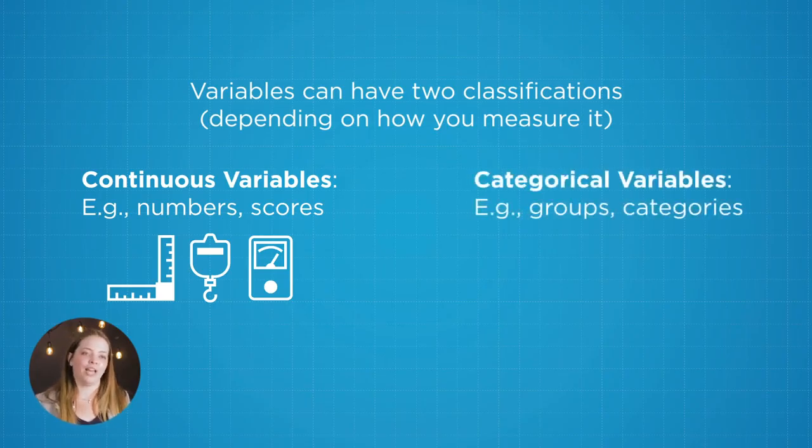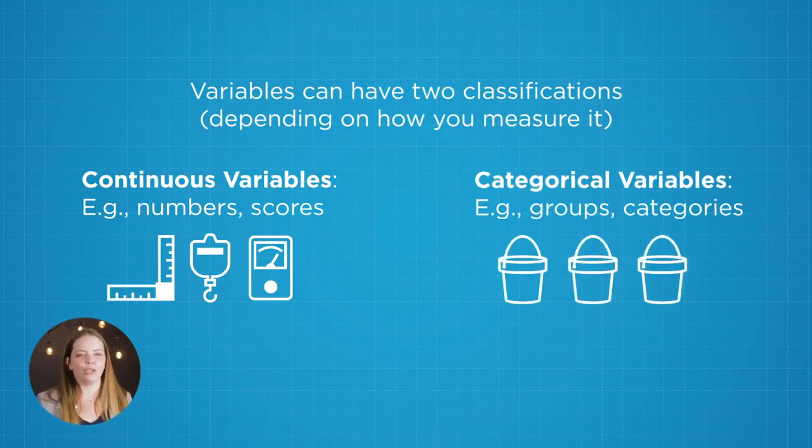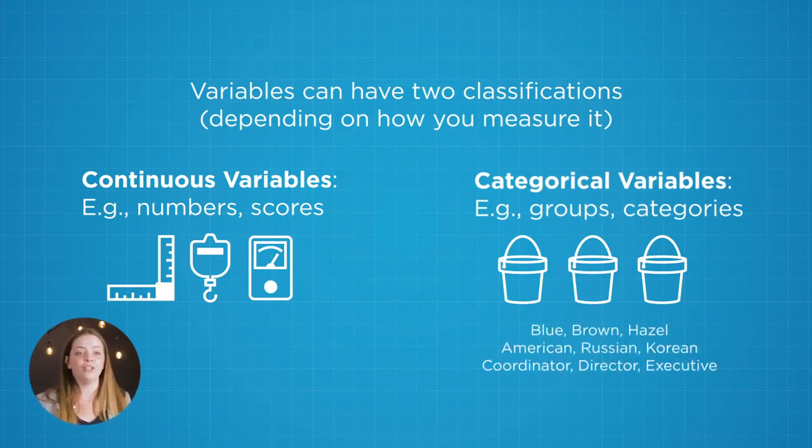Categorical variables, on the other hand, create groups. So for example, these are typically word variables, and they include things like eye color, your nationality, your job title, your major in college, those types of things.